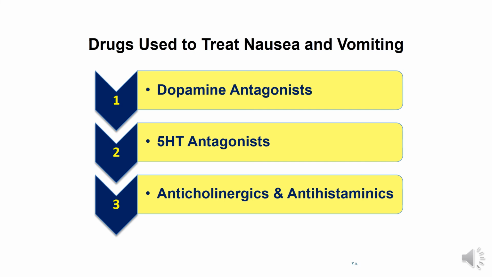We will study three classes of drugs for treatment of nausea and vomiting. The first class is the dopaminergic antagonists, to block the dopaminergic receptor and prevent emesis, or nausea and vomiting. The second class is the serotonergic antagonists, which are the 5-HT3 antagonists. The third class are the anticholinergics and the antihistaminics.